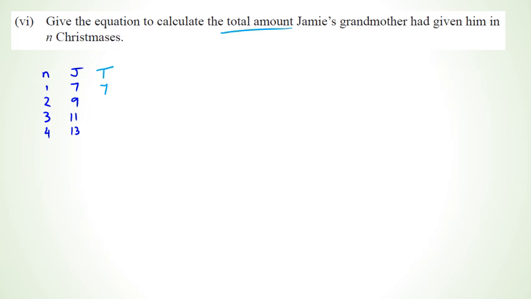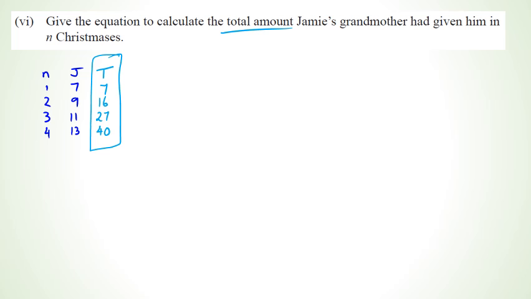After the second year, you add 7 and 9, which is $16. Then after the third year, he's got 16 plus 11, which is 27. And then the fourth year, 27 plus 13 is going to be 40. So you're actually looking for an equation for these things here.